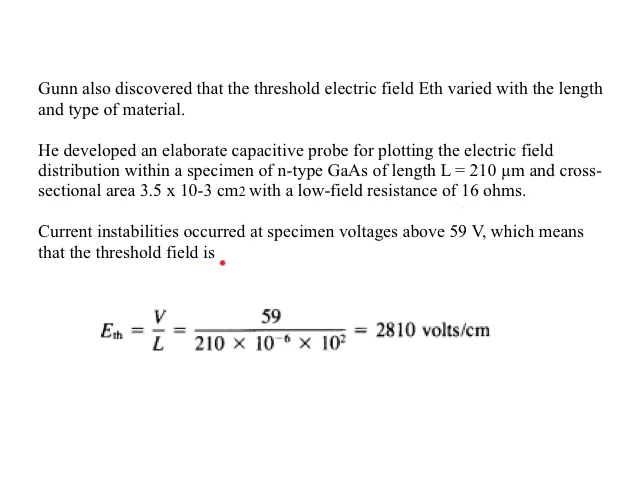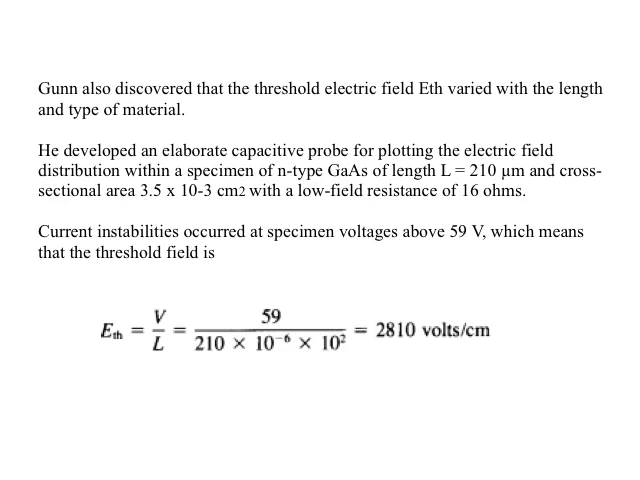The current instabilities occurred at specimen voltages above 59 volts, which means that the threshold field ETH is equal to V by L. So the voltage is 59 divided by the length, which is 210 micrometer, that is 210 × 10 power of minus 6 meter. Since we are taking centimeter, we need to convert meter to centimeter. That results in 2810 volts per centimeter.